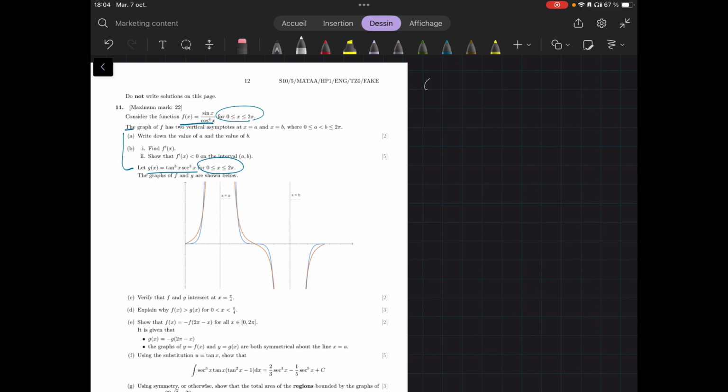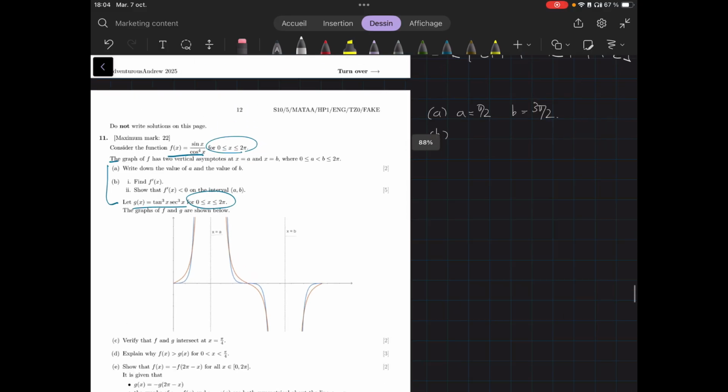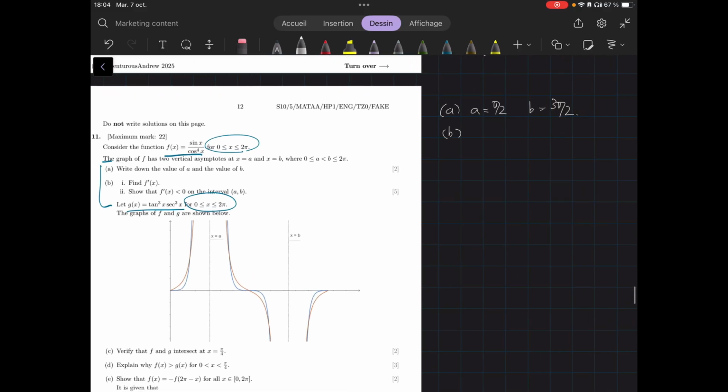So you can even write down your answer. A is equal to pi by 2. B is equal to 3 pi by 2. Easiest 2 marks on the exam. Part B, differentiate this guy. This one's not hard.